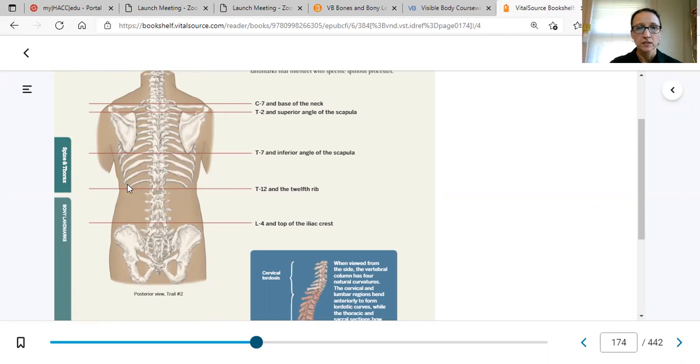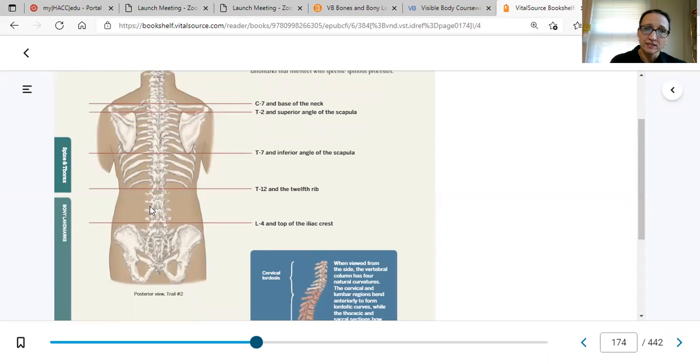T12 is around the 12th rib here. And this is the narrowest part of you. So this is your natural waist, okay? And your natural waist is also just above the iliac crest here.